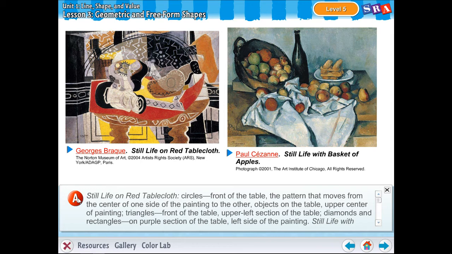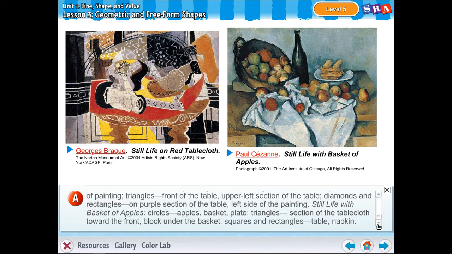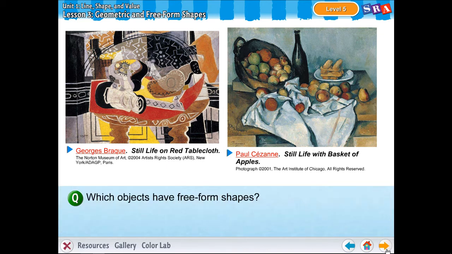In the front of the table, in the upper left-hand section, there are diamonds with rectangles. And on the purple section of the table, left side of the painting, in still life over here, okay, and the basket of apples are circles, the basket, the plate, and the triangles, section of the tablecloth towards the front, the block underneath the basket, right there, that's a rectangle, and then you have the tables and you have the napkins. So those are some geometric shapes that you would find.